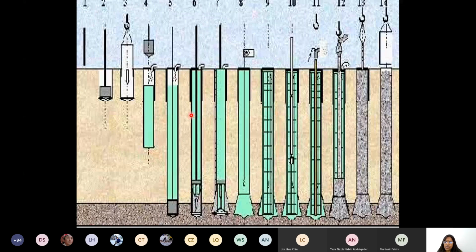These are the different types, maybe pouring or drilled. I mean, bored or pouring. Sorry, driven or poured. This is driven type. This is pouring type.